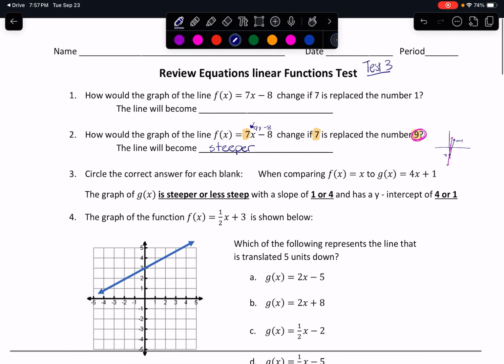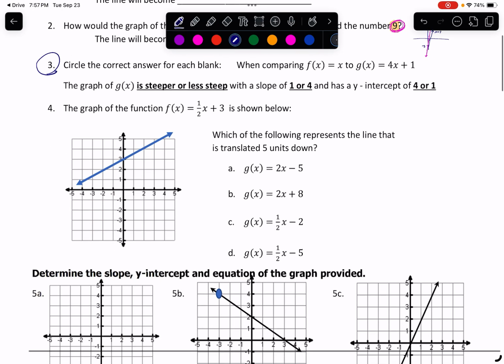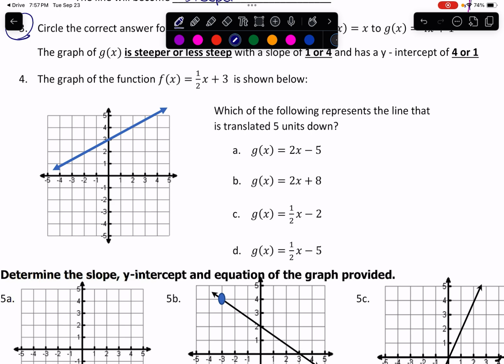Okay, so let's see. I'm going to leave questions 1 and 3 for y'all to try. Okay, so let's look at 4. All right, so the function 1/2 x plus 3 is shown below. So this is the graph. We start at 3 and we go up 1 over 2, up 1 over 2. All right, so let's see. It says, which of the following represents the line that has been translated down 5 units?